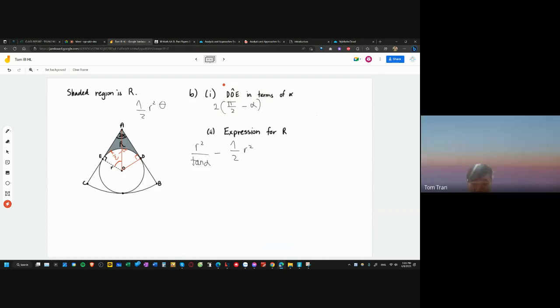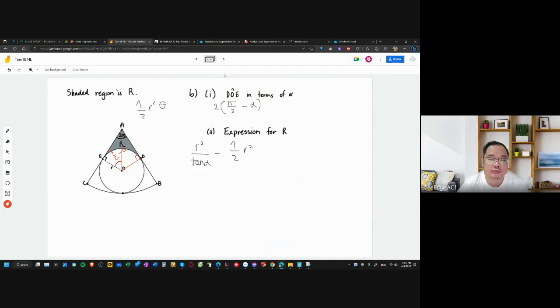Shouldn't we times the sector formula by 2 because we're subtracting 2 sectors? No, wait, we don't need to. Sorry, we don't need to times 2 because the angle here is the whole angle of the sector. Okay. Simplify that, meaning expand this expression.